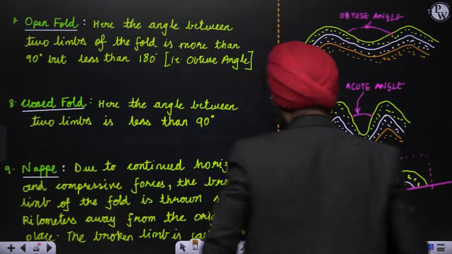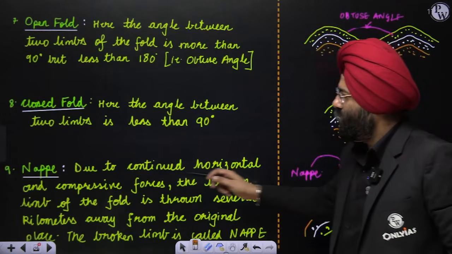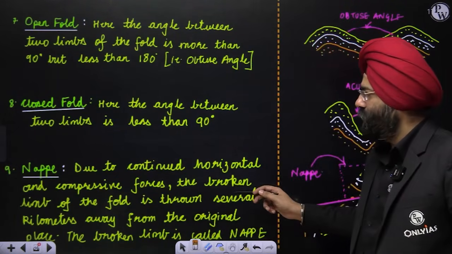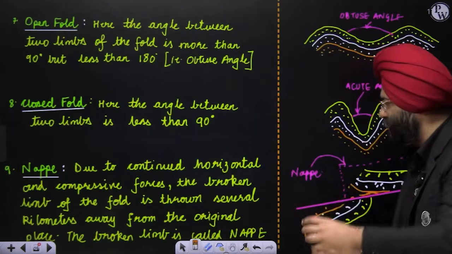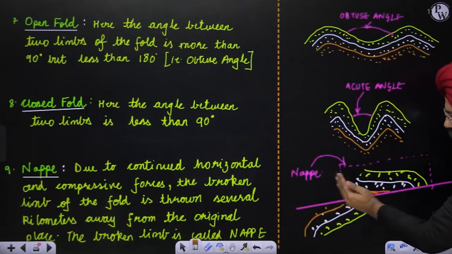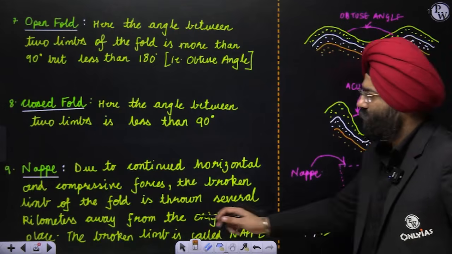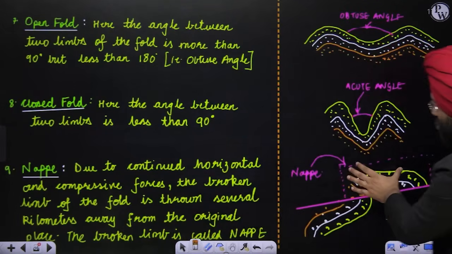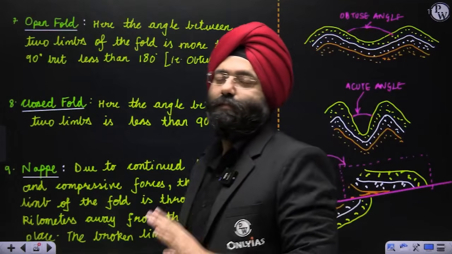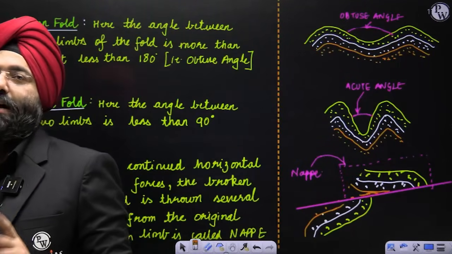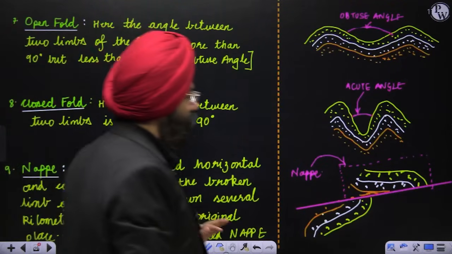See here, due to the continued horizontal and compressional forces, this broken limb is thrown several kilometers away. This was the original place, and it has moved several kilometers away from it. This broken limb is known as a nappe, not the complete structure. Remember that very well. Clear? These are folds.